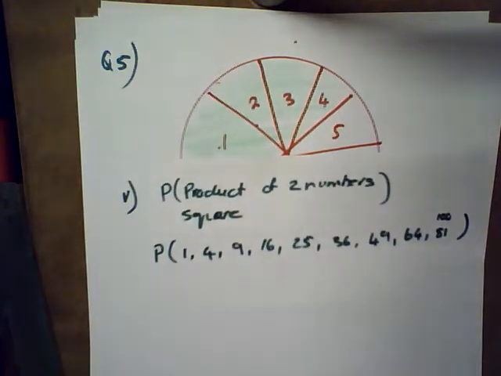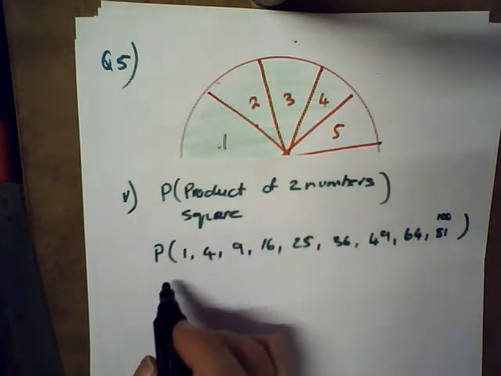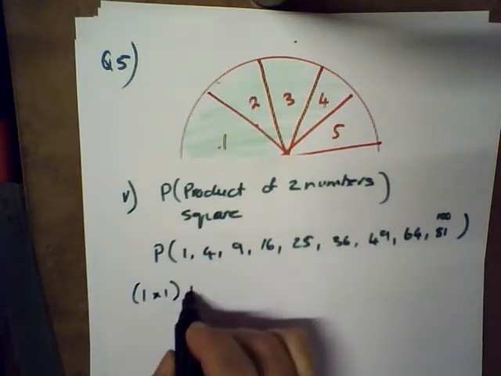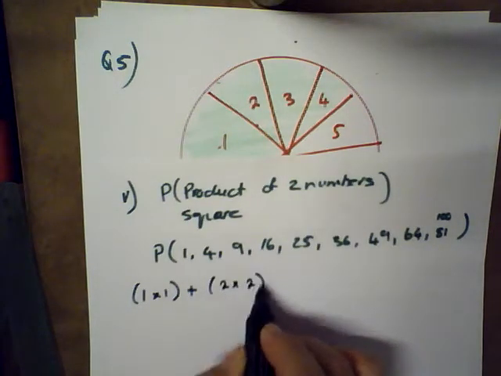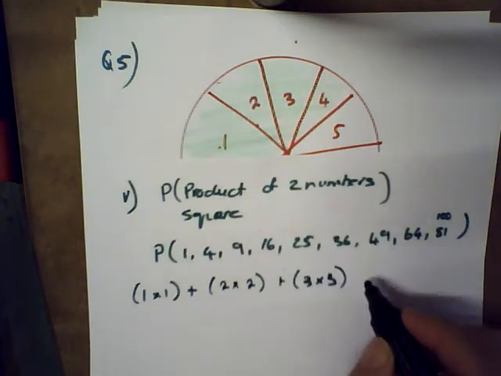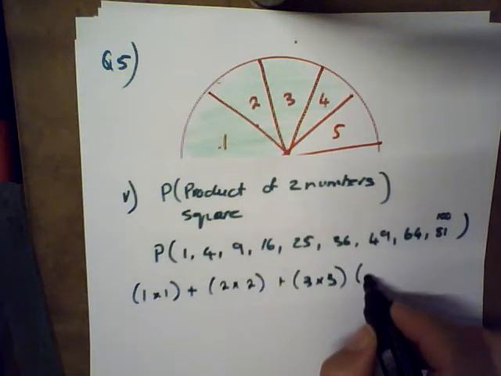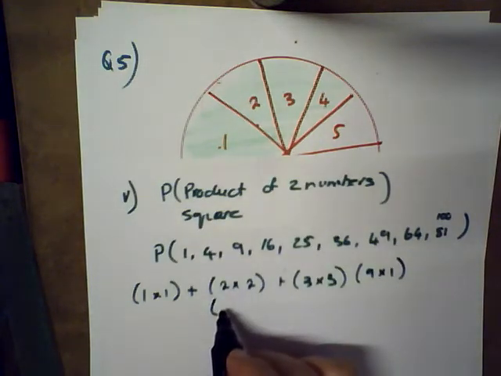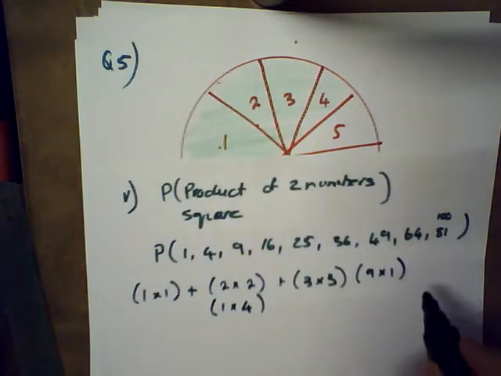Okay, so that is what we are looking at. To find the product 1, it would be 1 times 1. And 4 is 2 times 2. 9 is 3 times 3. 9 can also be 9 times 1. 4 can also be 1 times 4. Okay, we've done 9, and so on.